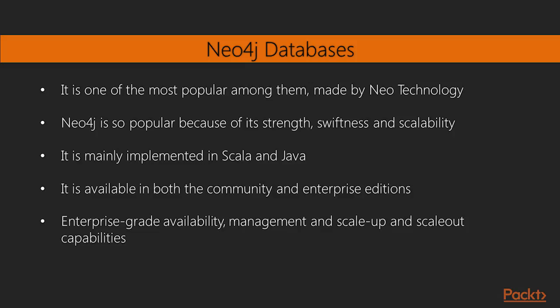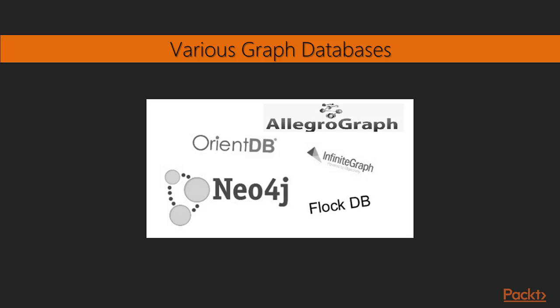It's mainly implemented in Scala and Java. It's available in both the Community and Enterprise editions. The Enterprise edition has the same features as the Community one, with additional features like enterprise-grade availability, management and scale-up and scale-out capabilities. In the case of RDBMS, the performance degrades exponentially as the number of relations increases, whereas in Neo4j it's linear. The image shown on screen depicts the various graph databases.